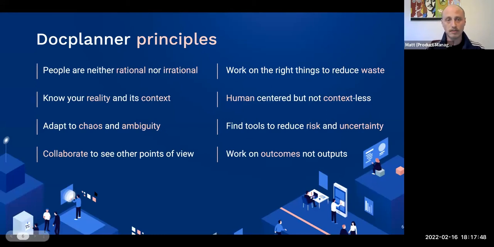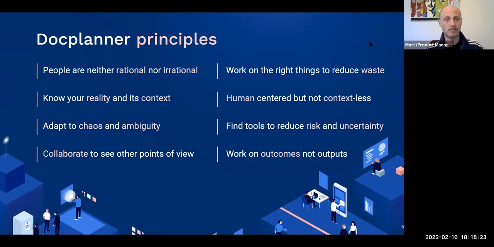We should work on the right things to reduce waste. This can be controversial, but let's say we can build anything on the planet. Any software team can build whatever it's tasked with if the skill is there, but it's not smart to just produce. It's much more important to focus on outcomes, so focusing on the right things to build. We should be human-centered, but not contextless. We should think about our users as humans, but keep in mind that all of them are a bit different and have different contexts.